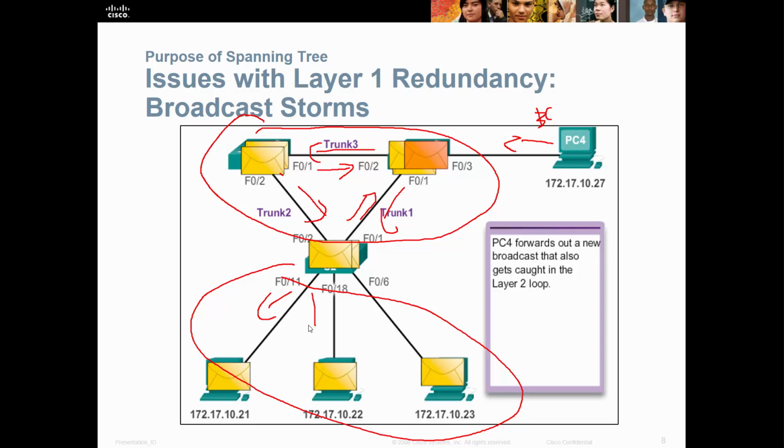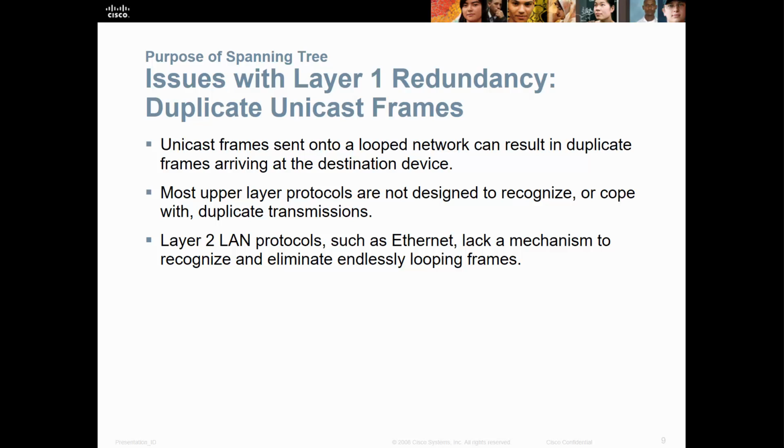And that becomes one of the problems, because up here we're going to have this giant loop, and it is going to start just consuming resources. So duplicate unicast frames. When a unicast frame is sent into a looped network, it can actually have duplicate frames arriving at different destinations. Most upper layer protocols aren't designed to cope with this. Layer 2 LAN protocols such as Ethernet typically lack a mechanism to recognize and eliminate these endless loops, so something had to be done.